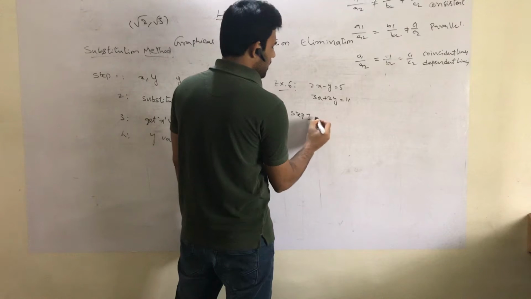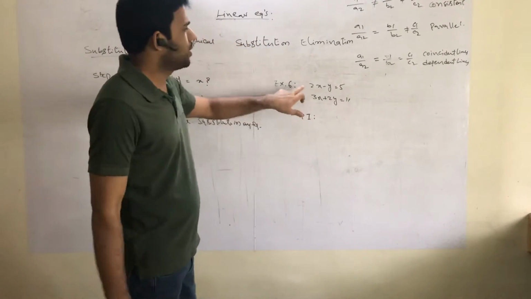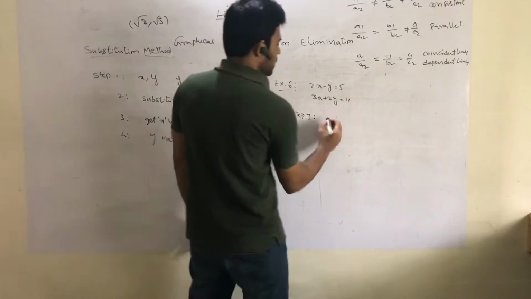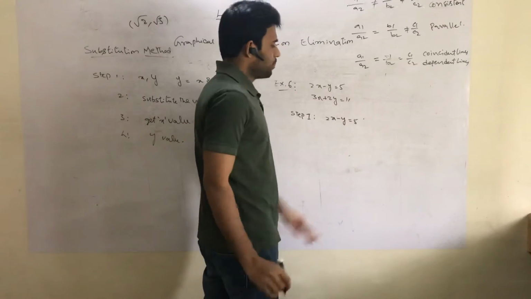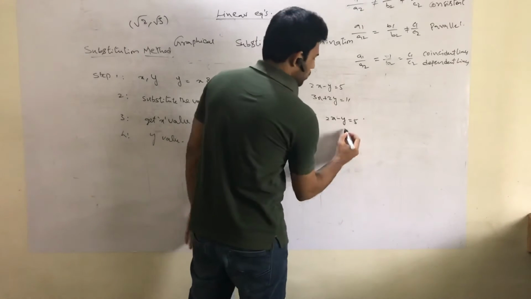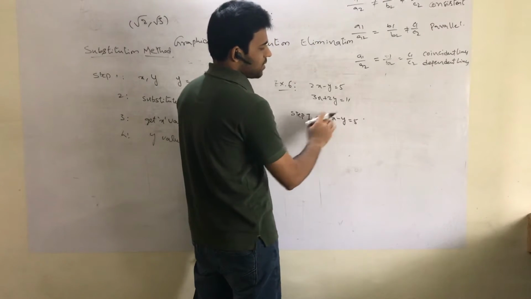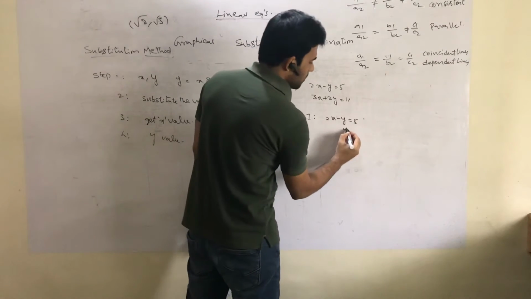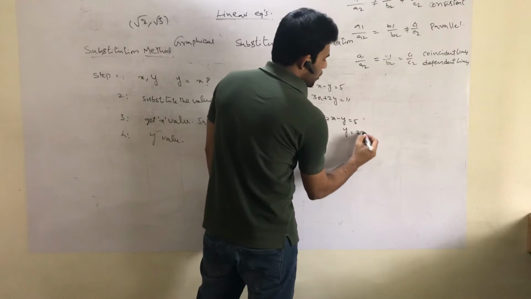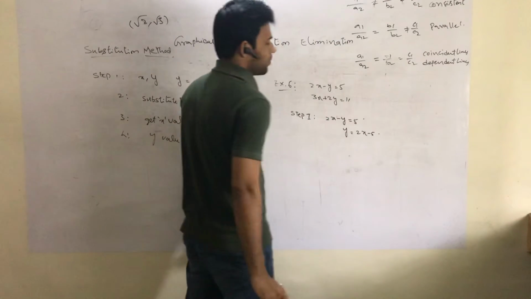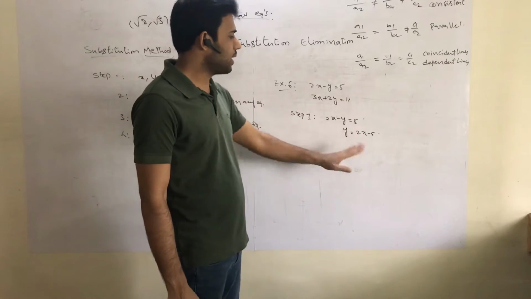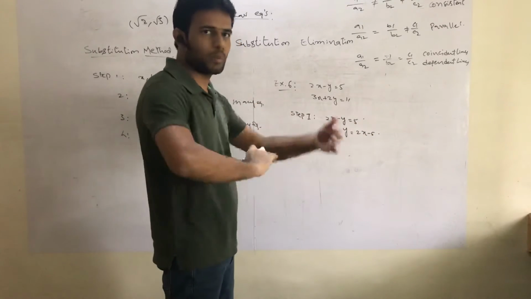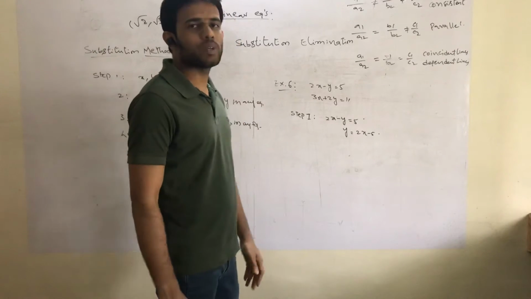So what is our step 1? Our step 1 is you take equation 1, that is 2x minus y equal to 5, and represent y in terms of x. So I will send these values to that side, so that becomes y equal to 2x minus 5. I am taking y to that side, so y becomes 2x minus 5. I am representing y in terms of x, so I am reversing it: y equal to 2x minus 5.